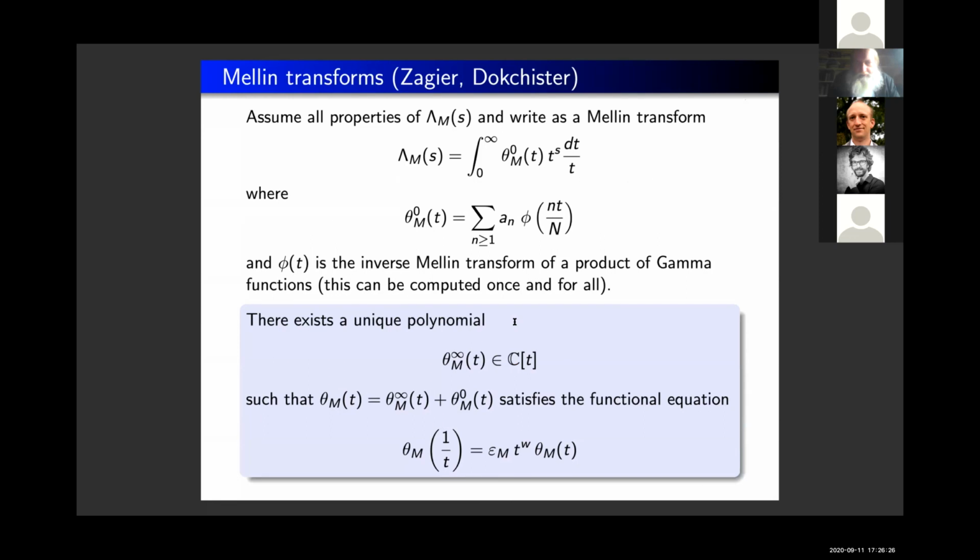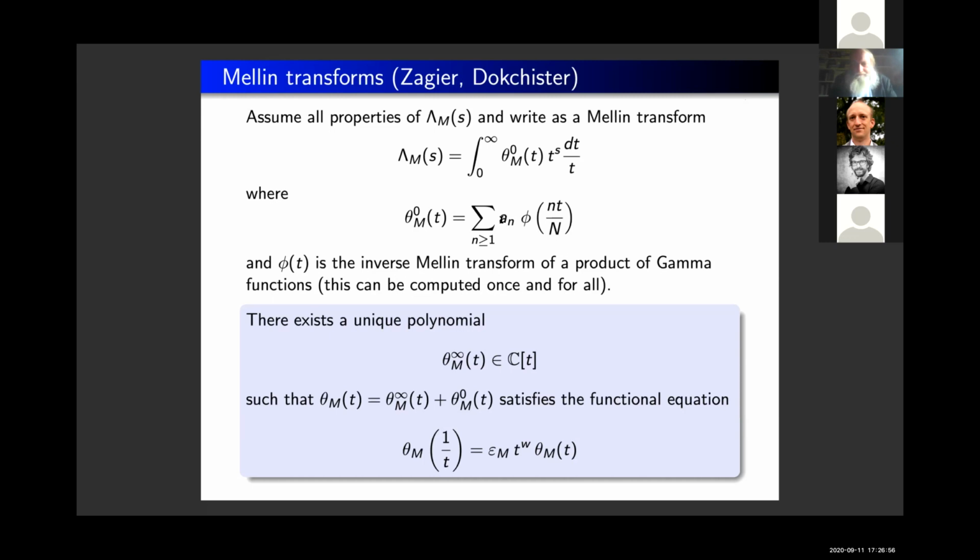Now, what is the definition? So the idea is to use integrals rather than sums, and follow Dokchitser and Zagier, who use this technique for computing L functions to very high accuracy. We're going to assume all the functional equation and analytic properties of lambda and write it as a Mellin transform. So it's an integral from 0 to infinity of a certain kernel theta, t to the s dt over t.